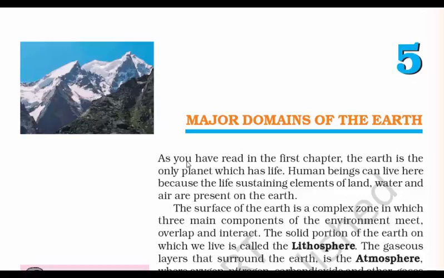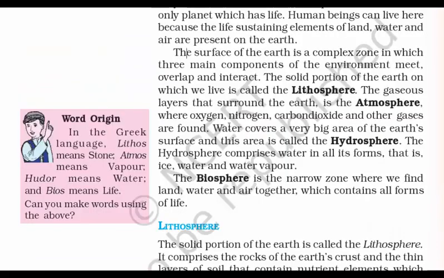Chapter 5, Major Domains of the Earth. In this chapter, we will speak about the three main components of the environment. They are the lithosphere, atmosphere, and hydrosphere. So what is lithosphere? The solid portion of the Earth on which we live is called the lithosphere. In simple terms, lithosphere is nothing but the rocky bed that lies beneath your foot.